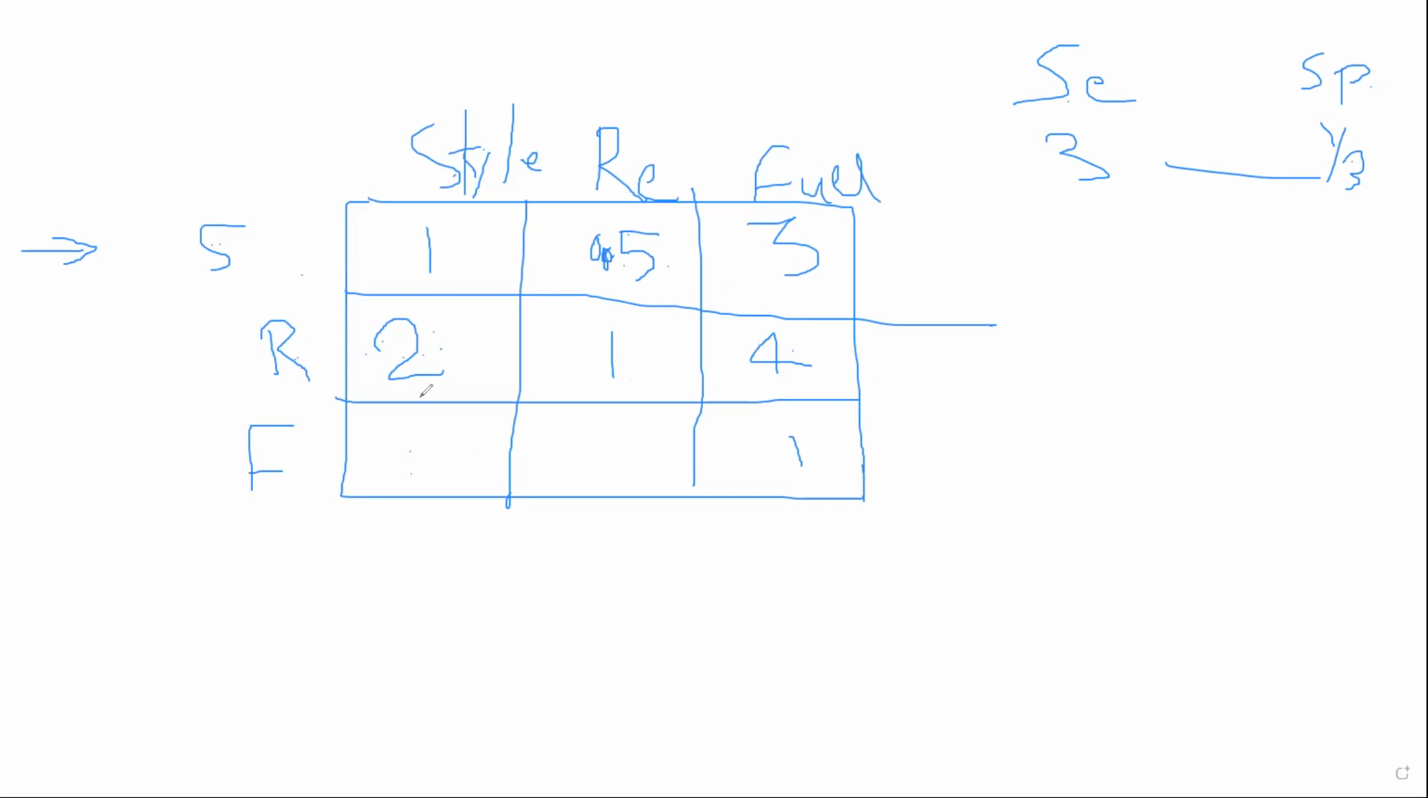Now just the reciprocal of this. Style to fuel is 3. Then fuel to style is 1/3 or 0.33. Similarly here, what should be the value? Fuel to reliability, this is 4, this is 1/4. Now we have our pairwise matrix ready. So basically, you see the reciprocal value at each place. These diagonals are same.